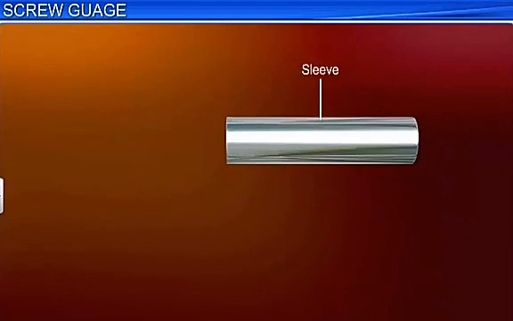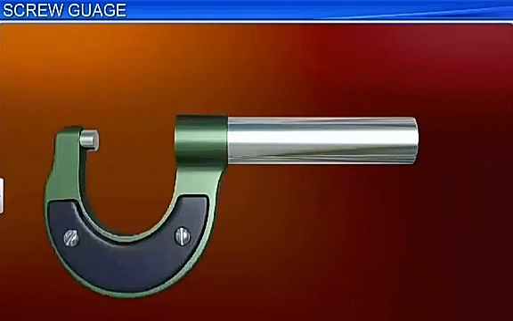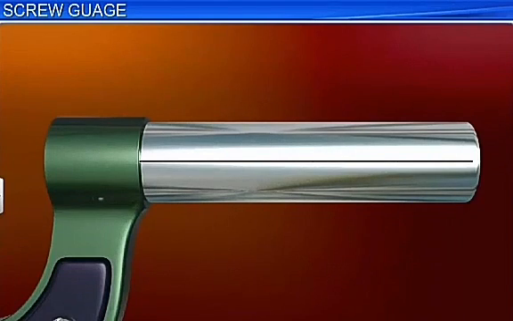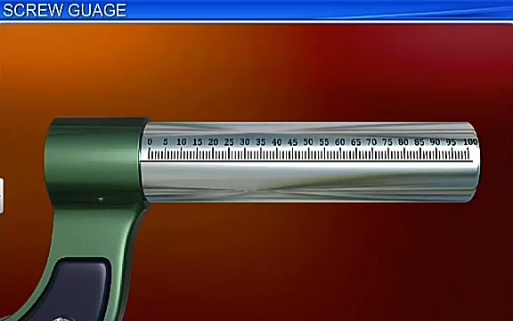On the outer surface of the sleeve cylinder, a line parallel to the axis of the cylinder is engraved. This line is called the index line or base line. The index line is graduated in millimeters or half millimeters. This is called the pitch scale or main scale.